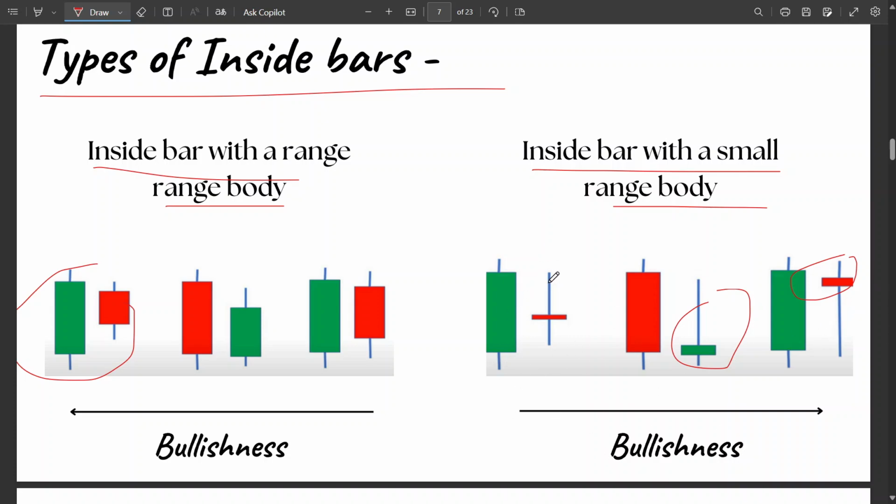Why? Because this one is a very indecisive type of body, where the price went up during the day, went down during the day, and closed near the open. That means neither the bulls nor the bears won. This one says that during the day bulls tried to take the price higher but failed to sustain the close, and this one says the bears tried to take the price down but failed to sustain, and then the bulls took over and the candle came back. So this represents more bullishness compared to this one or this one. These are small things that you need to remember.